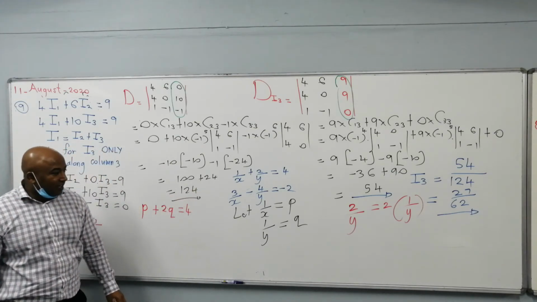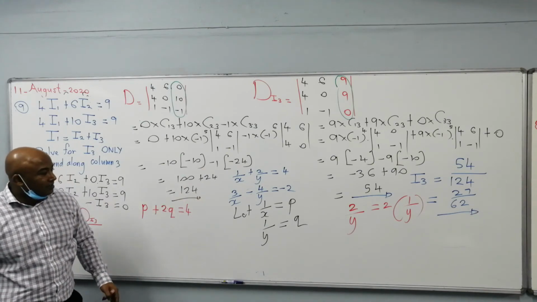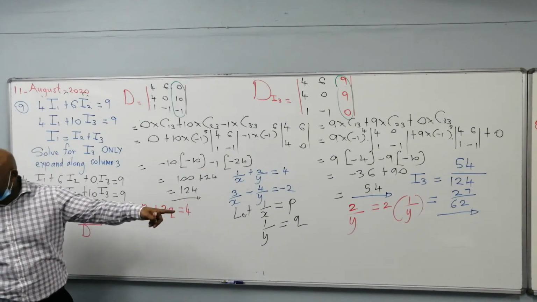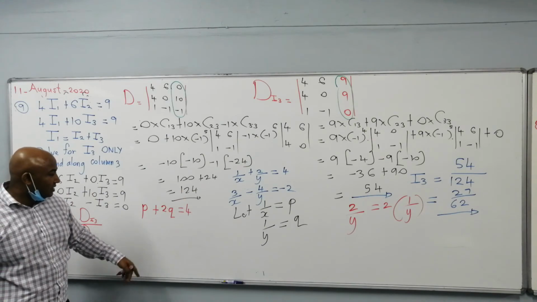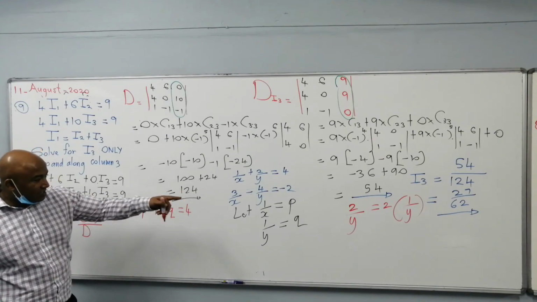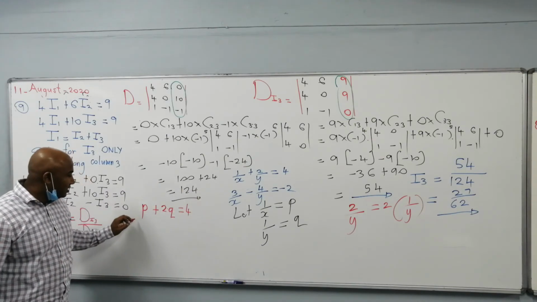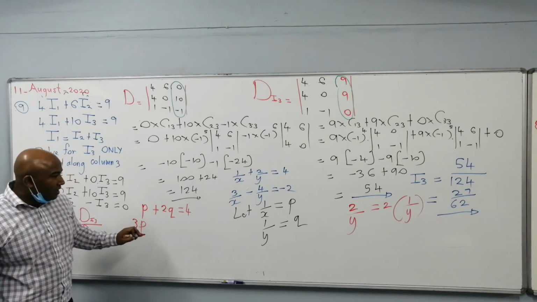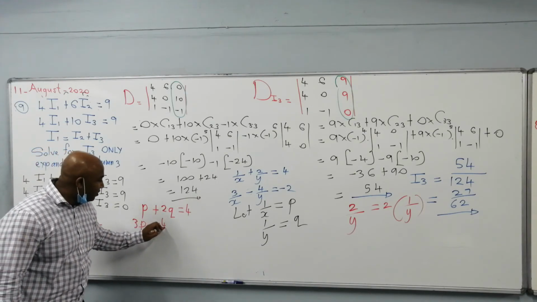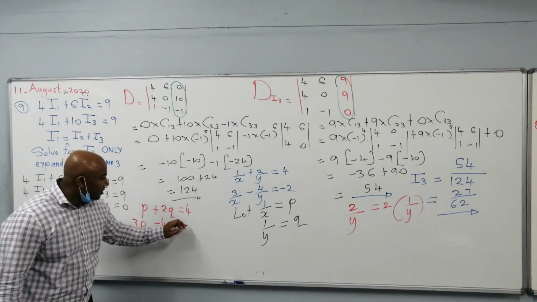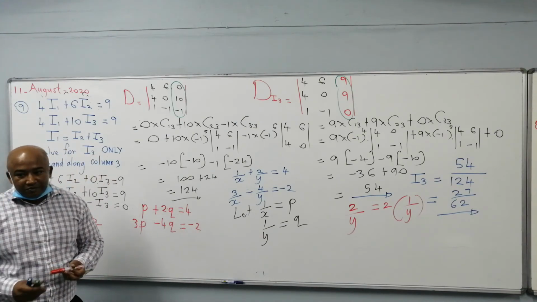Equation number 2, 3 over x. If 1 over x is p, I don't have to show you again. What will 3 over x be? If 1 over x is p, 3 over x will be 3p. And then we got minus 4 over y, so that's minus 4q is equal to minus 2.